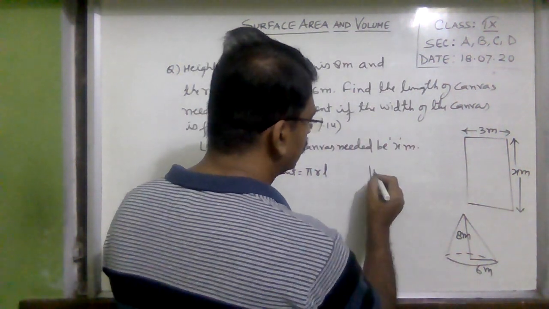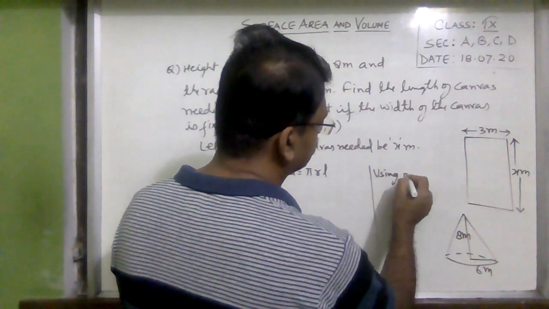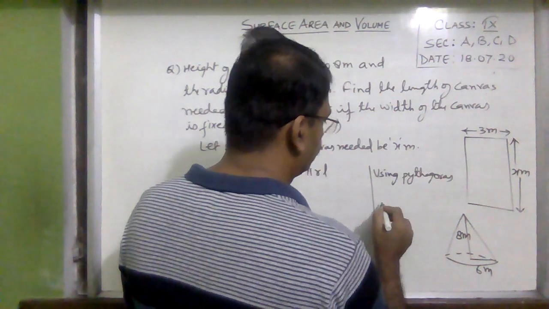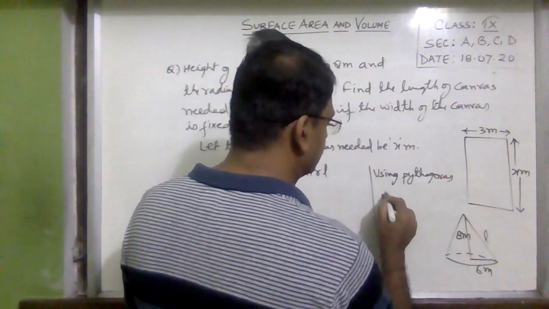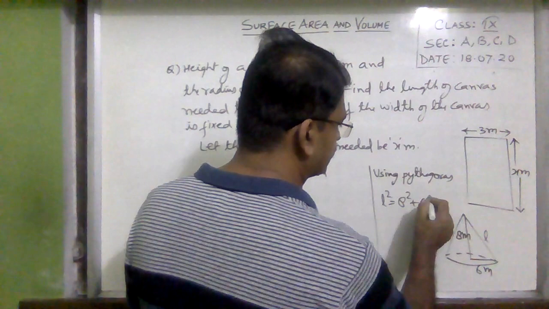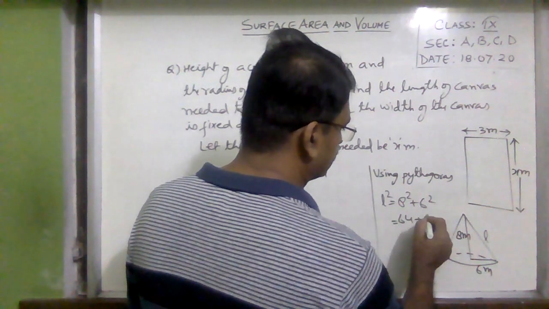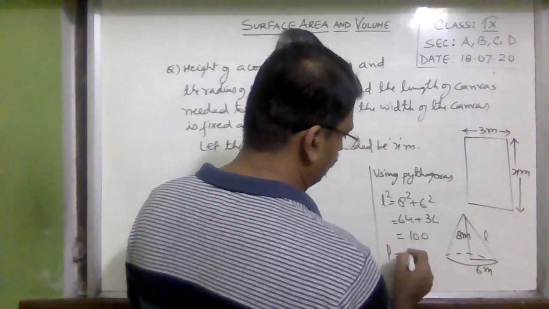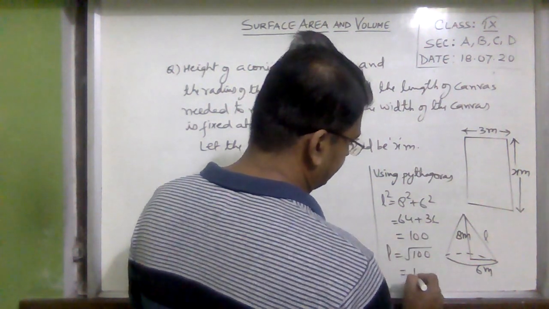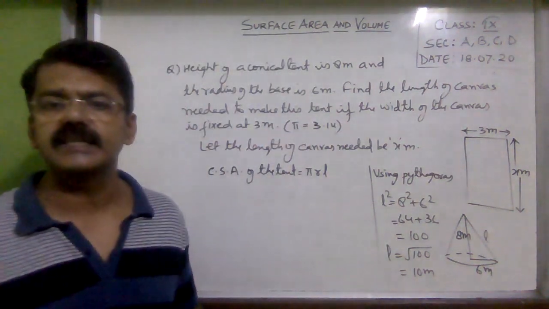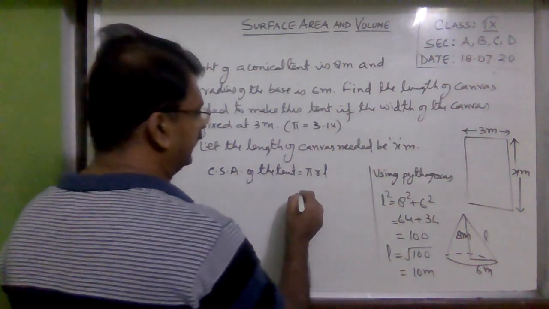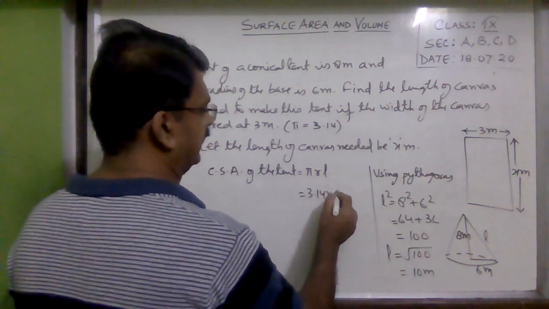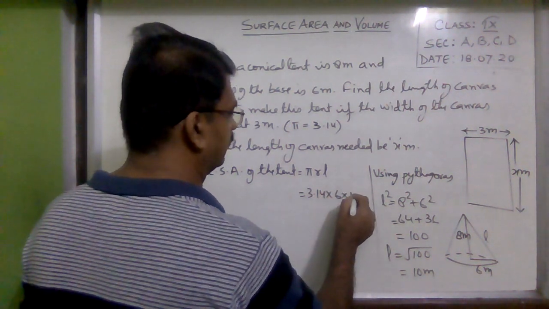So using Pythagoras, the slant height is l, so l square is equal to 8 square plus 6 square, 64 plus 36, that is 100. So l is equal to under root 100, that is 10 meter. So we have found that slant height is 10 meter. Now pi is 3.14, they have given, r is 6 and the length is 10 meter.